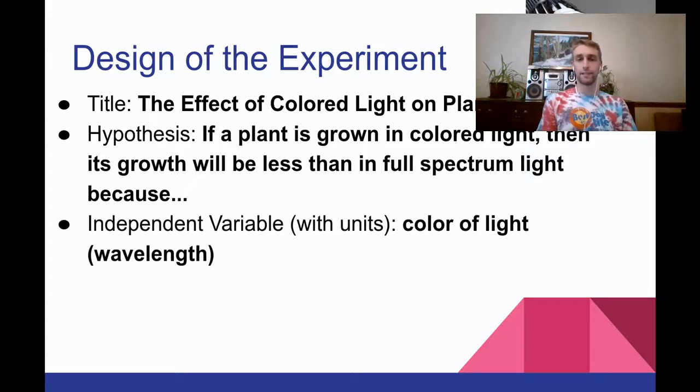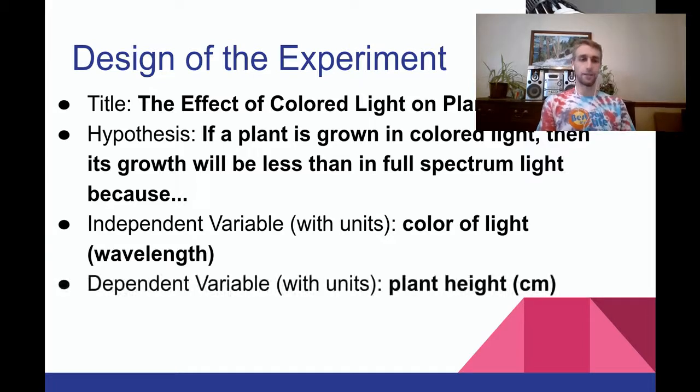Independent variable, as I explained earlier, is the color of light. If you weren't sure what unit to use for color of light, if you know a little bit of physics, you can actually measure different colors of light using their wavelength or their frequency. But if you didn't know that, that's okay. You'll learn about that in physics class someday.